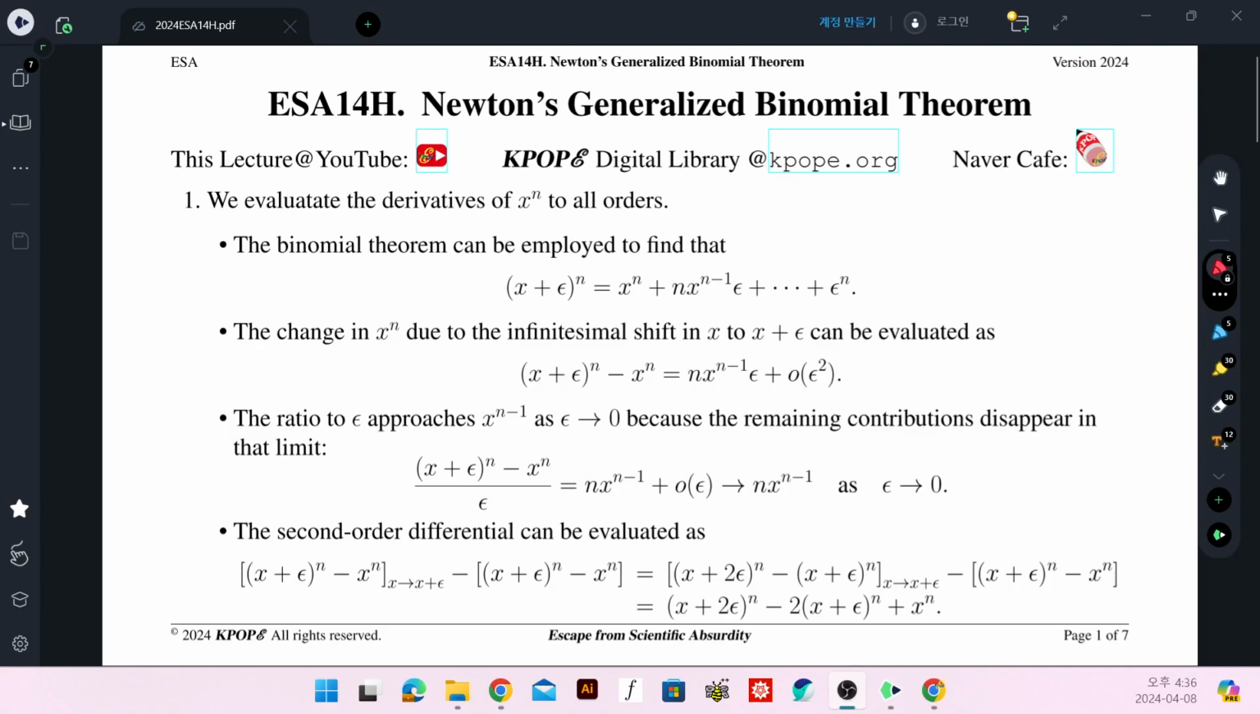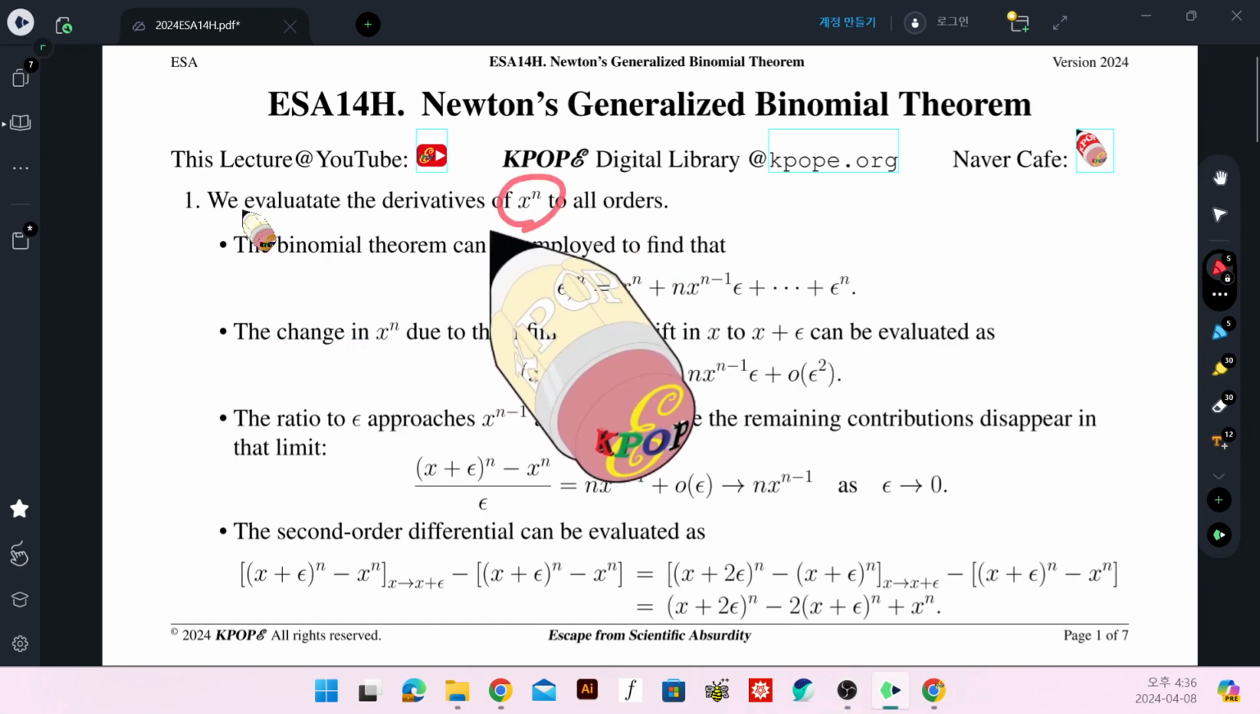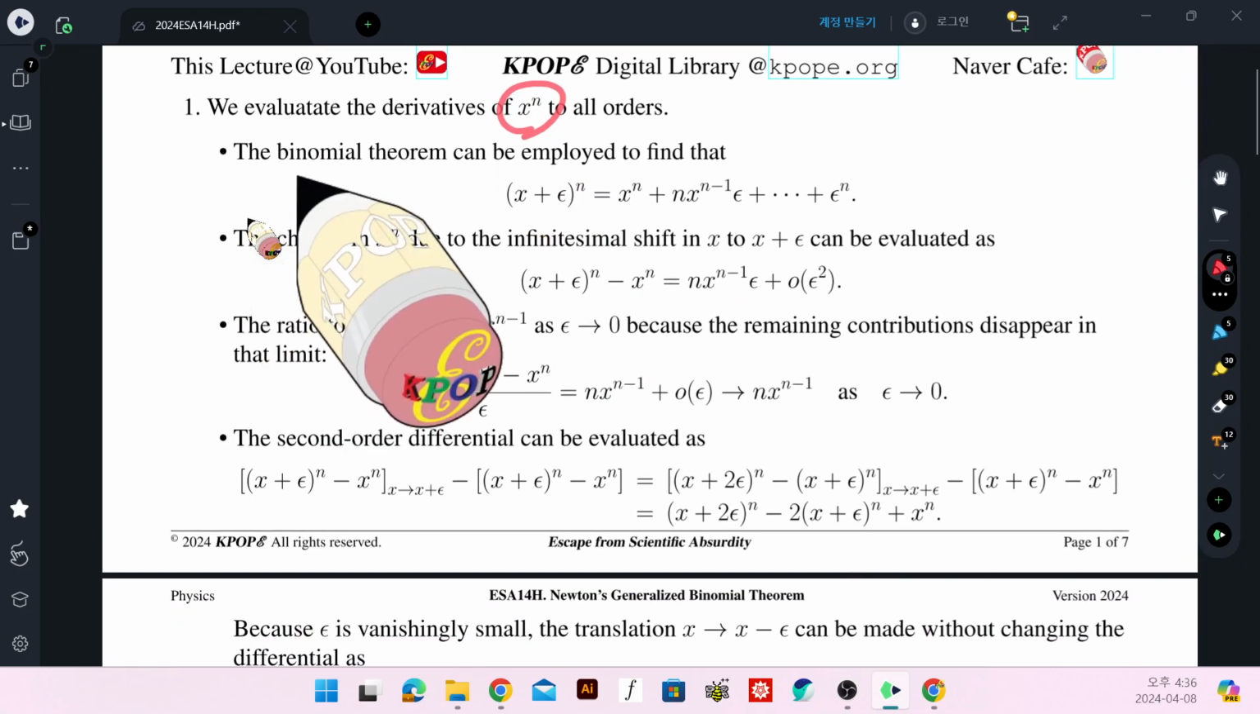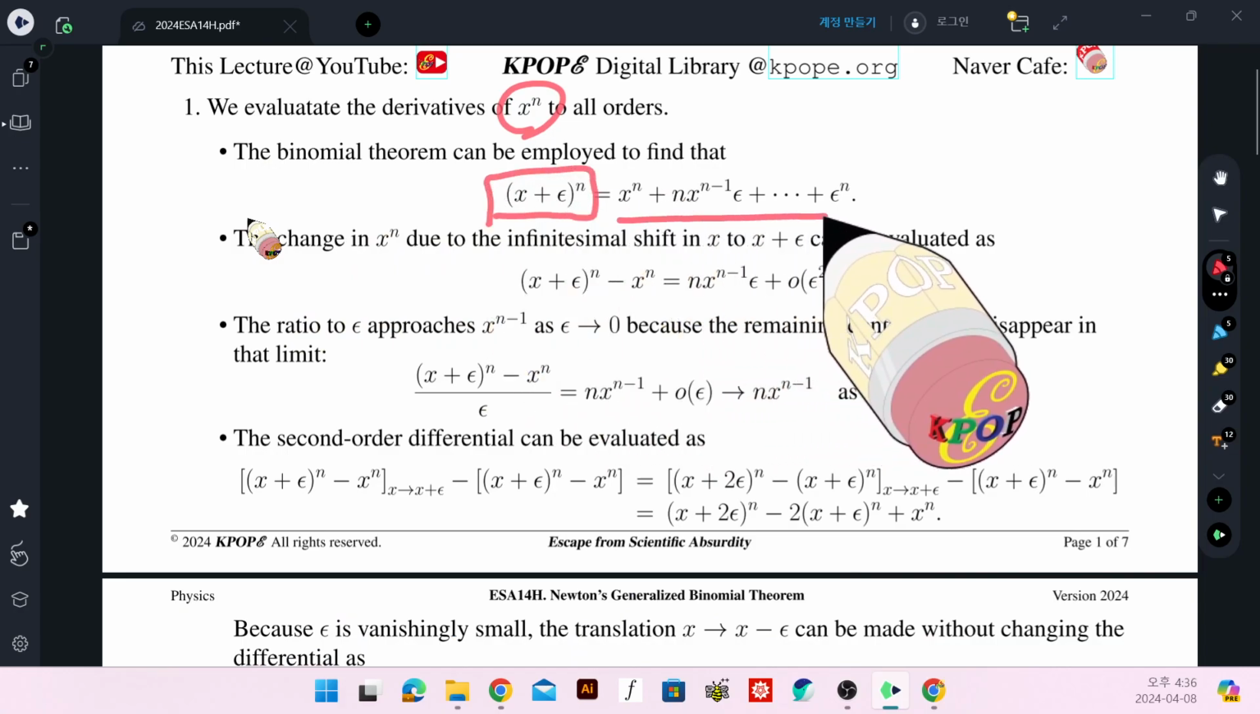Today we study ESA14H, Newton's generalized binomial theorem. We evaluate derivatives of x to the n to all orders. The binomial theorem can be employed to expand this.